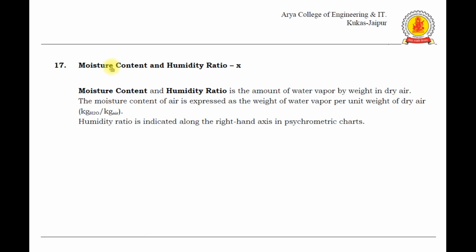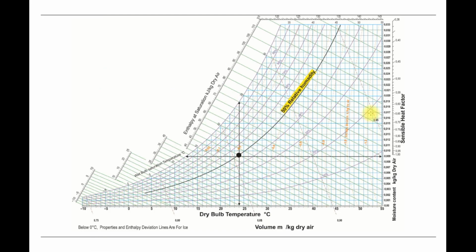Another term is moisture content, or the humidity ratio X. Moisture content is the amount of water vapor by weight in the dry air. Moisture content of air is expressed as weight of water vapor per unit weight of dry air. Humidity ratio is indicated along the right hand axis in the psychrometric chart. We will see the chart here. Moisture content per kg of dry air. These are the values for it.